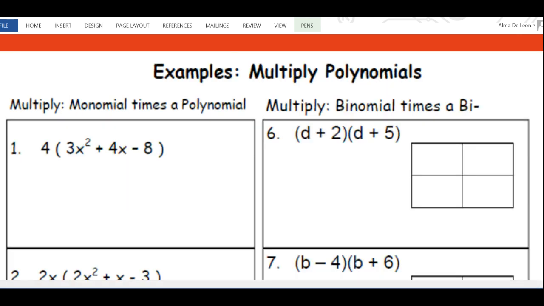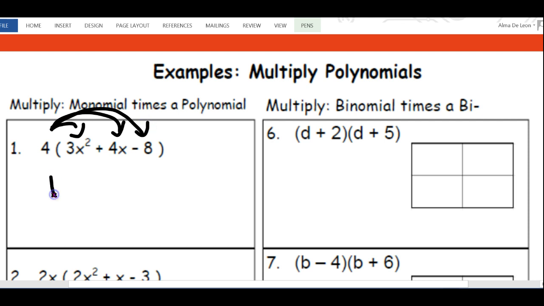Okay, so we're going to work out two more examples in your notes. On one column in your notes, you're going to be multiplying monomials times polynomials. And on the other side, you're going to be multiplying binomials times a binomial. So I'm going to do number 1 on the first column. I'm multiplying 4 times 3x squared plus 4x minus 8. Now, because this 4 is in front of the parentheses, I have to distribute it across the parentheses.